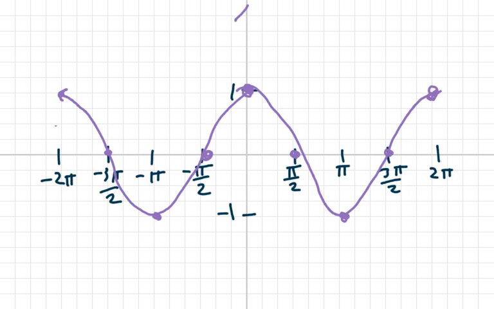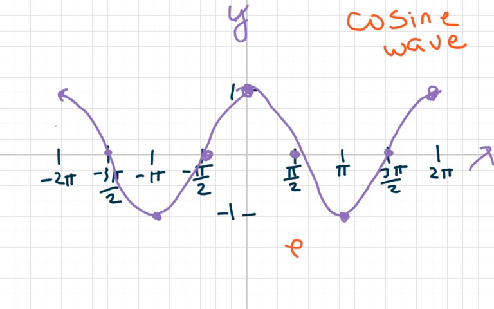Okay, this is your y. This is your x. This is a cosine wave. It's an even function. It's symmetric about the y-axis. That means I can fold it on the y and it would match up.